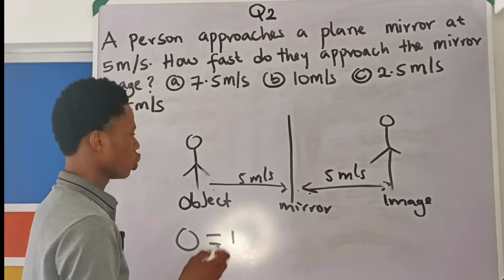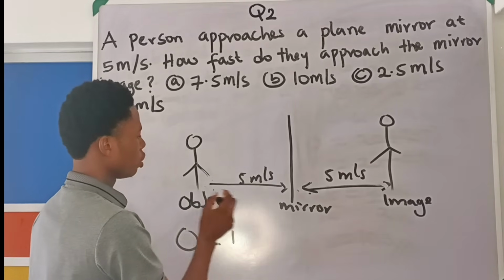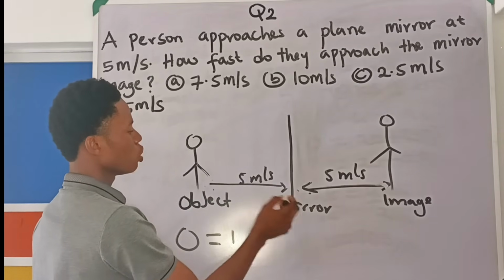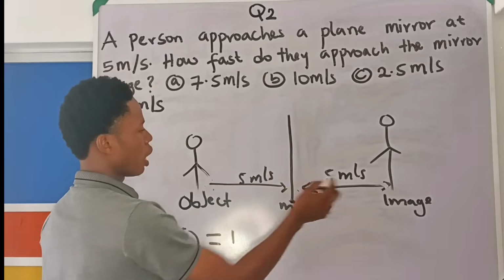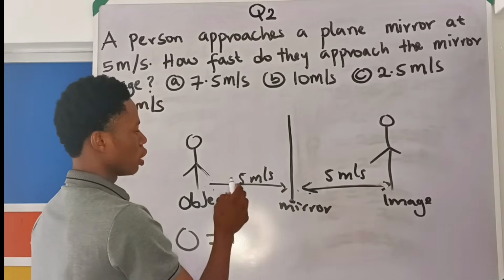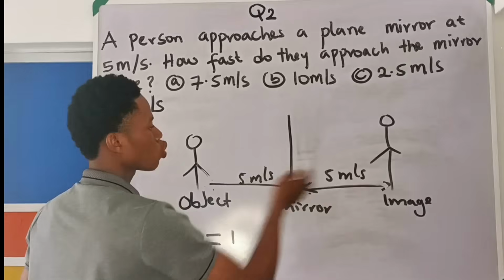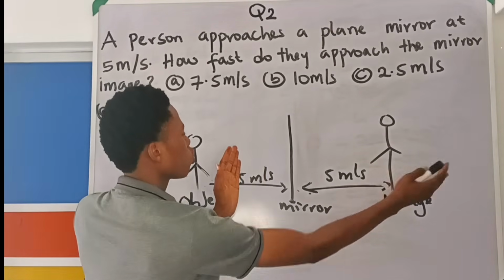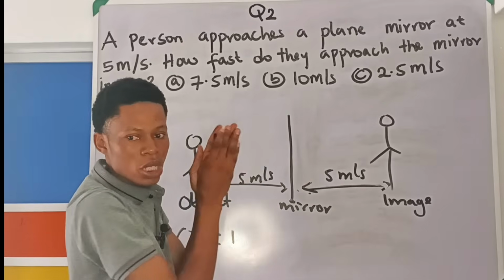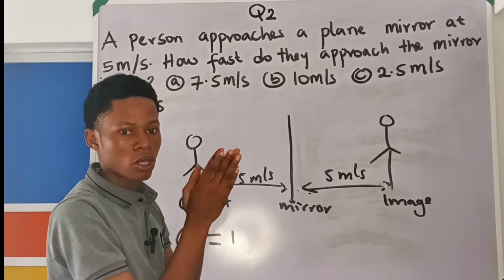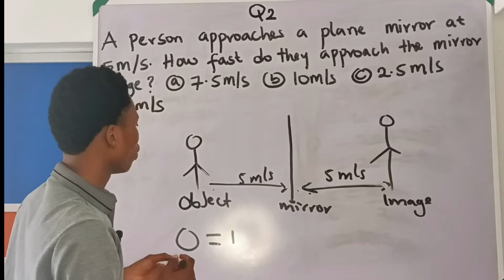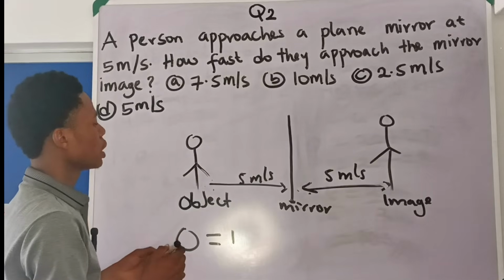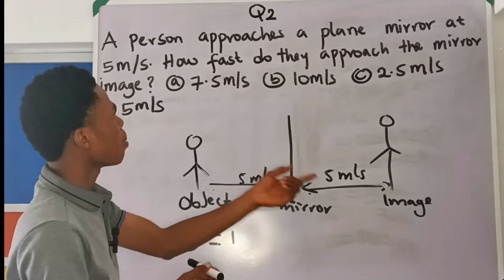Now check. The object, the person moving, will reach the mirror, and the image is still coming. This one is moving at 5 meters per second, and this one is moving at 5 meters per second, so you see that it will be 2 times faster. Because of that, anytime you see a question like this, the object will always approach the mirror image 2 times faster.